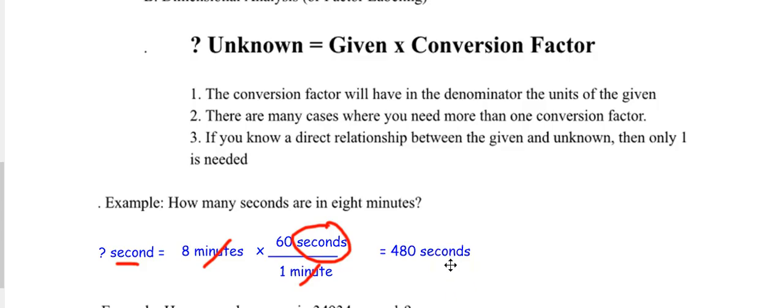Now we should talk about sig figs, but the problem is when you have 8 written out as eight, I have no idea how many sig figs there are, so I'm just going to leave it as 480. That's probably the only problem. We have no idea how many sig figs you have, all right? So let's look at the next example.